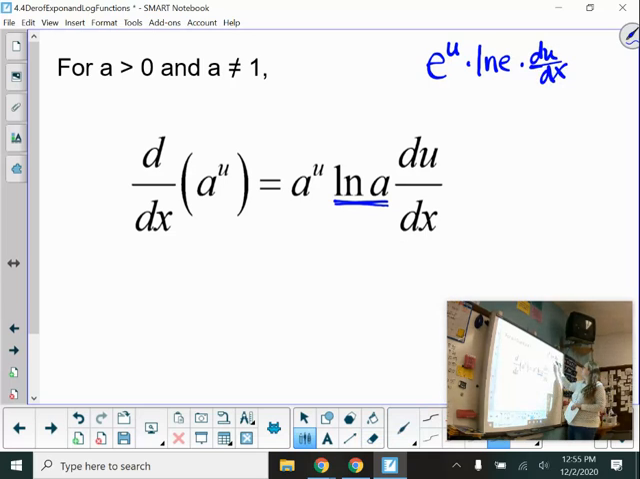The e formula is the same thing. The only difference is natural log of e is just equal to 1. So that's why it wasn't necessary to put that. But if your base is like a 2, or a 5, or a 1/2, you would have to multiply by the natural log of that number. So this is for any exponential where the base is not e.